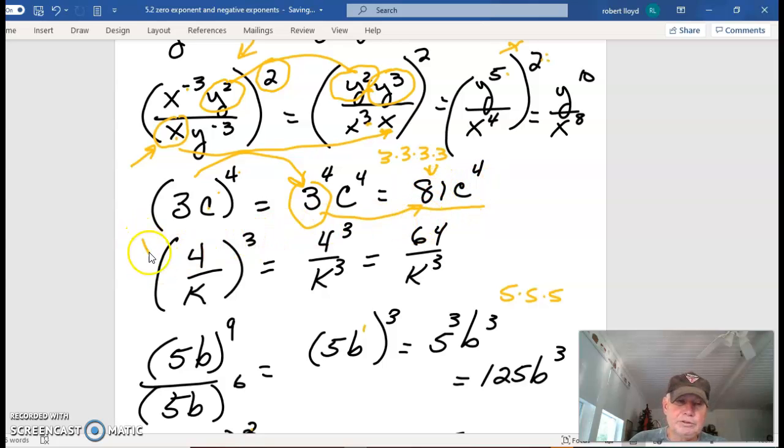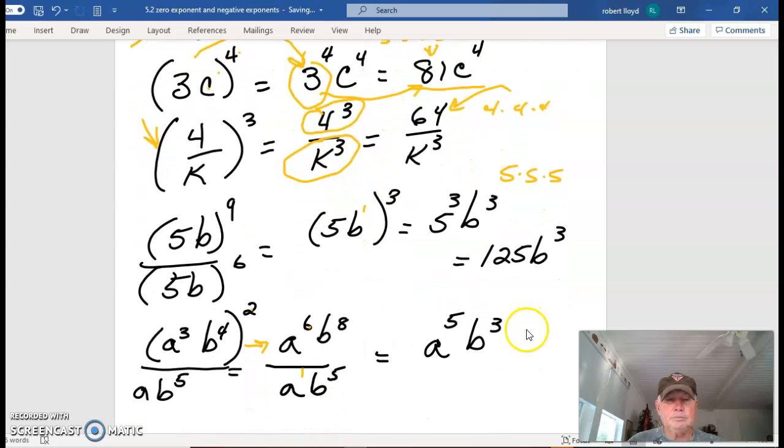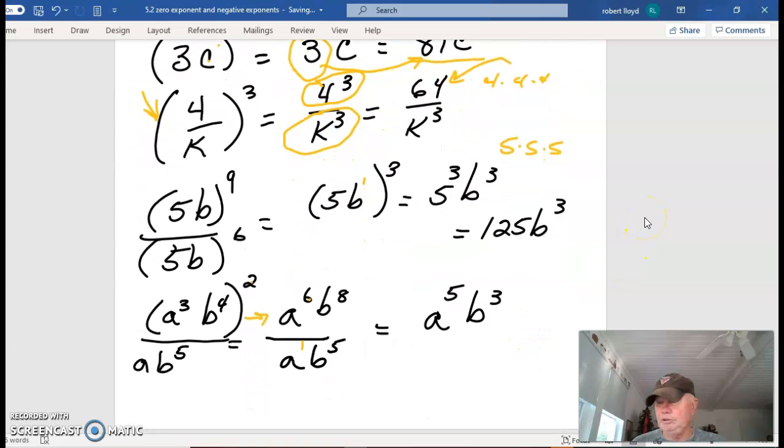The same with fractions. 4 divided by k, that quantity raised to the 3rd power, means the 4 in the numerator is raised to the 3rd power, as well as the k. So 4 to the 3rd power, 4 times 4 times 4, is our 64 over k to the 3rd. Couple more here, and then we'll be done with 5.2.